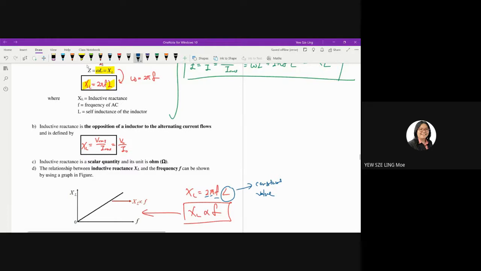Once again, inductive reactance is a scalar quantity and the unit is ohm. All of them have the same unit as the impedance: impedance ohm, resistance ohm, capacitive reactance ohm, inductive reactance also ohm. The relationship between reactance and frequency can be shown using the graph in the figure here.